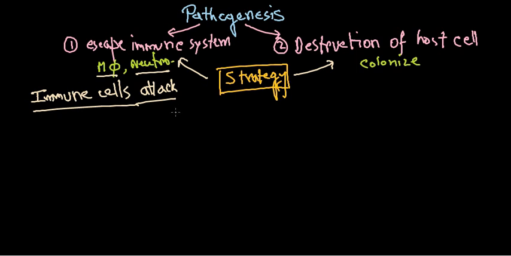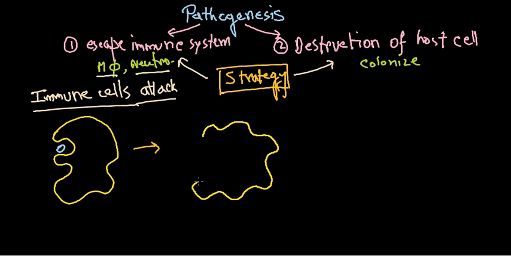Now let's look at the structure. Let's say this is the Listeria, a small rod. It is engulfed by a macrophage, so let me draw a macrophage for you. After engulfment, inside the macrophage we have a vesicle containing the Listeria bacterium. Once it is engulfed, this is called the phagosome, because this process is called phagocytosis.